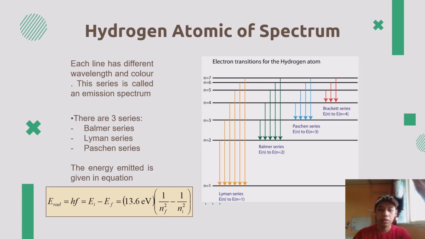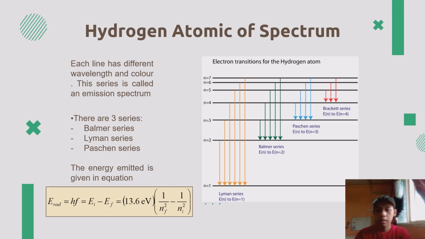Just like the previous formula, but before we only used E initial minus E final, but in this part we use all of the formula like in the diagram. We can see that if the electron jumps to n equal to 1, it is the Lyman series. If it jumps to n equal to 2, it is Balmer, and Paschen for the next.